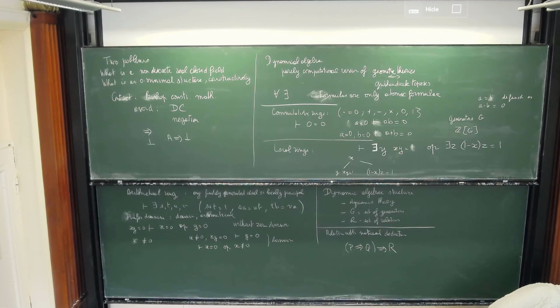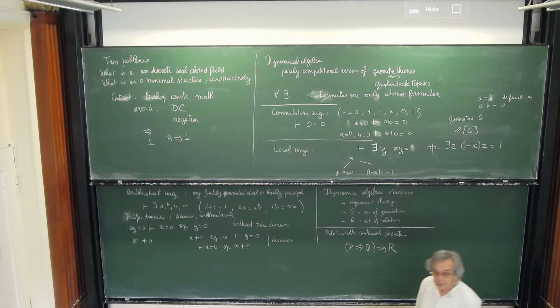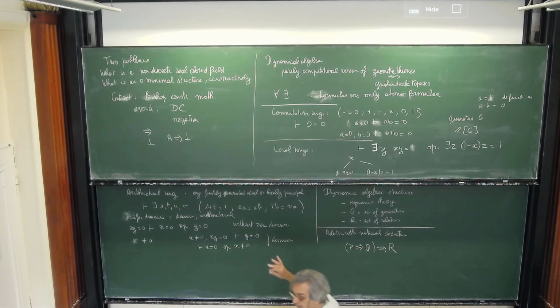And there is a fundamental theorem saying that if you add classical logic, you don't change anything. You have a conservative extension. Not a difficult theorem. It is a kind of cut-elimination. Cut-elimination in this setting is rather easy.